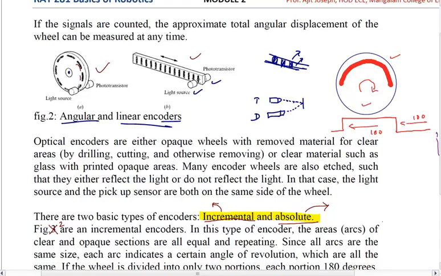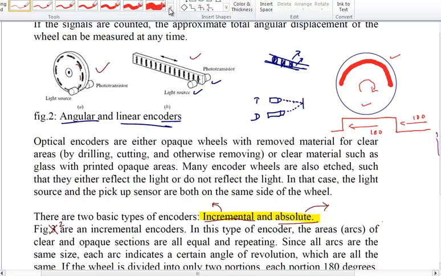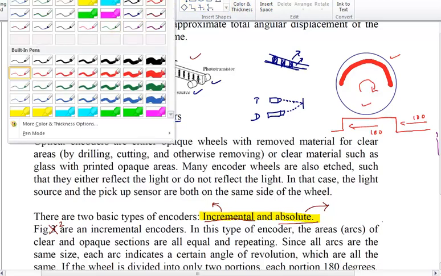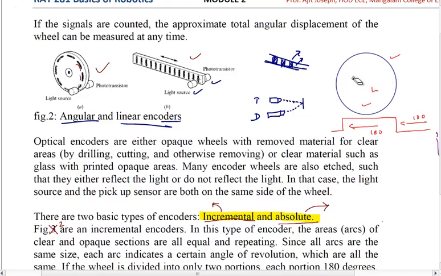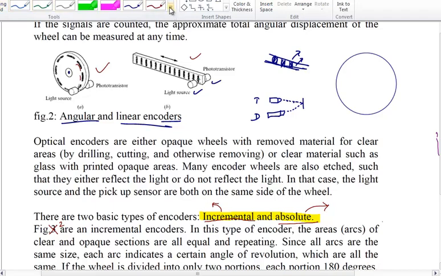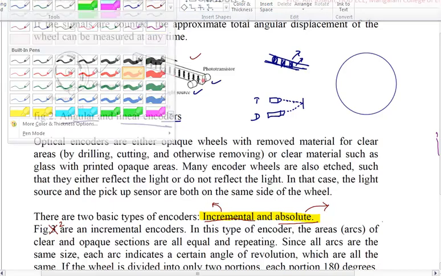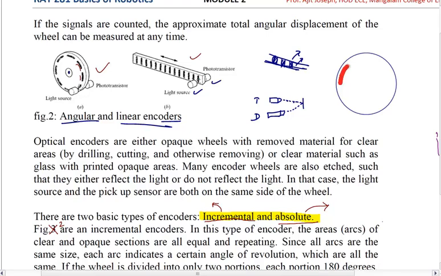Now instead of having just two arcs, I can have multiple arcs. For example, let me rub this one. Okay, now instead of this, suppose I have 4 arcs. So the first 90 degrees it will be opaque, then the next 90 degrees transparent, and the next 90 degrees opaque, and the next 90 degrees again transparent, and the next again opaque.